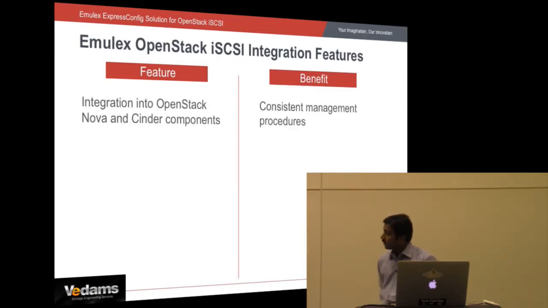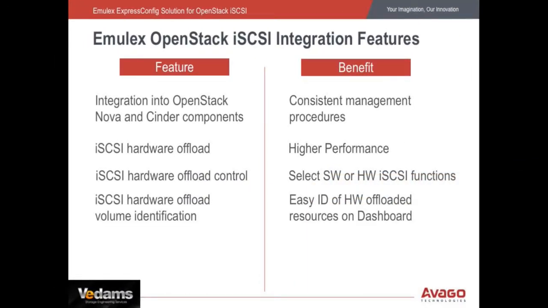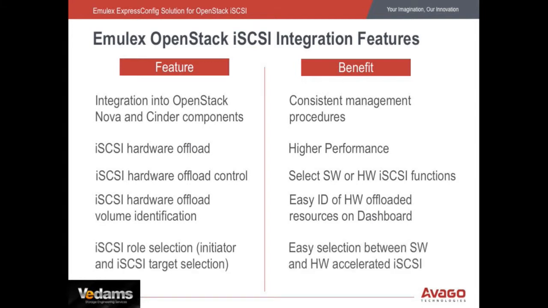What we did for the OpenStack Kilo release, the changes we made went into the OpenStack Nova and Cinder components, and this is really for manufacturers who are using CNAs that do hardware iSCSI acceleration. They can now play in the OpenStack ecosystem. iSCSI hardware offload obviously allows for better performance for your iSCSI packets and for all the iSCSI translations.